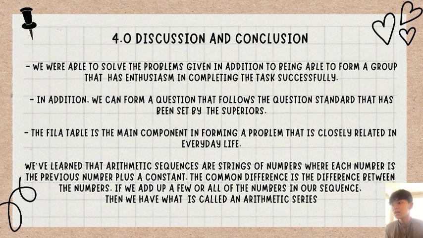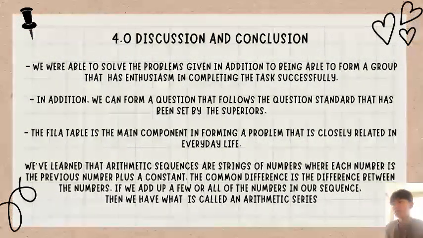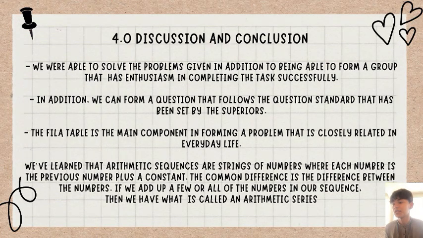Conclusion, we have learned that arithmetic sequences are strings of numbers where each number is the previous number plus a constant. The common difference is the difference between the numbers. If we add up a few or all of the numbers in our sequence, then we have what is called an arithmetic series.